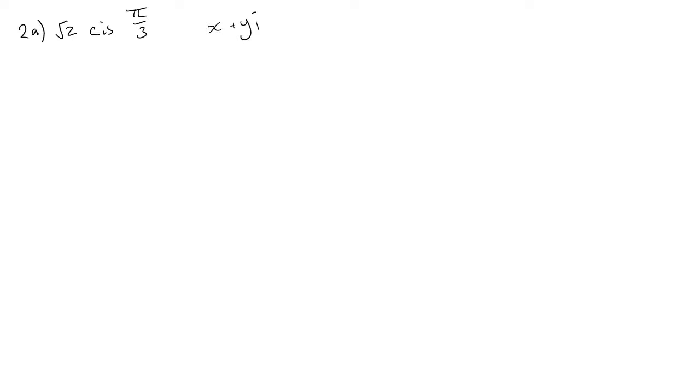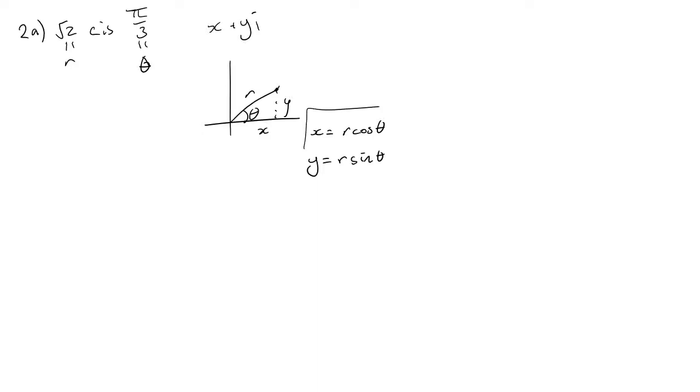Okay. So we know that's r, it's theta. And let's draw that quick diagram again. So that's the point there. That's y, x, r, theta. So x equals r cos theta. Y equals r sine theta. So we're going to use this to find x and that to find y. We have r and theta, so that's substituted in. X equals square root of 2 cos pi on 3.